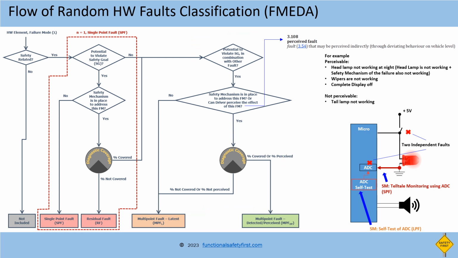As we saw, a single independent fault violating the safety goal is called a single point fault. A single independent fault not violating the safety goal, but which is still going to violate the safety goal if it combines with another fault, which means two independent faults occurring at the same time leading to a safety goal violation, is called a latent point fault. It is also called dual point fault.